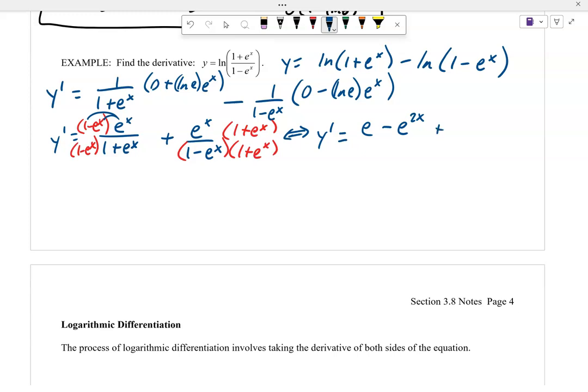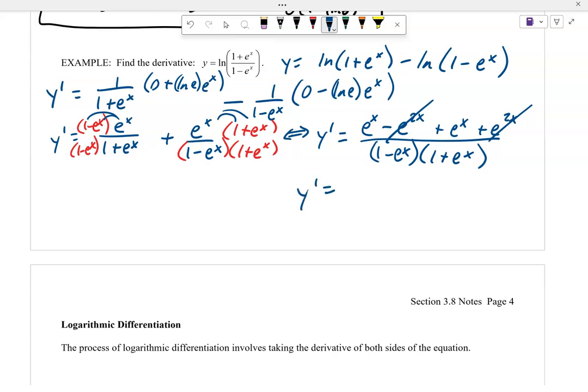And then plus over here, I've got e to the x, and then e to the x times e to the x is e to the 2x, or e to the x quantity squared, which again, e to the 2x power, if you want to think about it that way. And notice those two are gone, so we've just got e to the x plus another e to the x is 2 of those e to the x's.